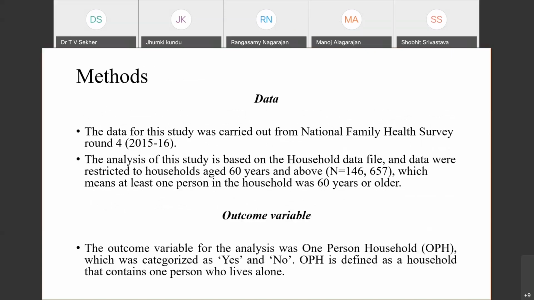Coming on to the methods. So I've used data from the National Family Health Survey 2015 and 16. The analysis of this study is based on the household data file, and data were restricted to households with members aged 60 years and above, which means at least one person in the household was 60 years or older. The outcome variable was OPH, whether the person was living alone in the household or not.